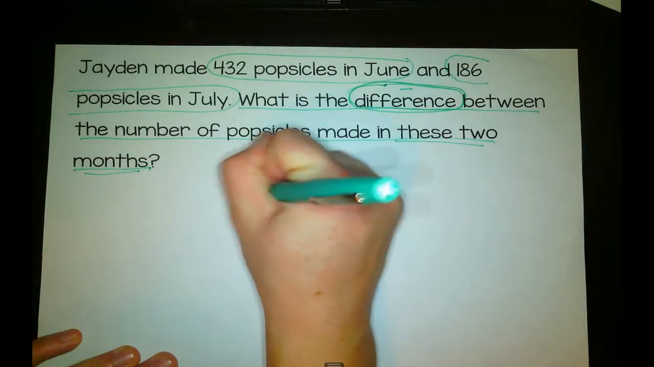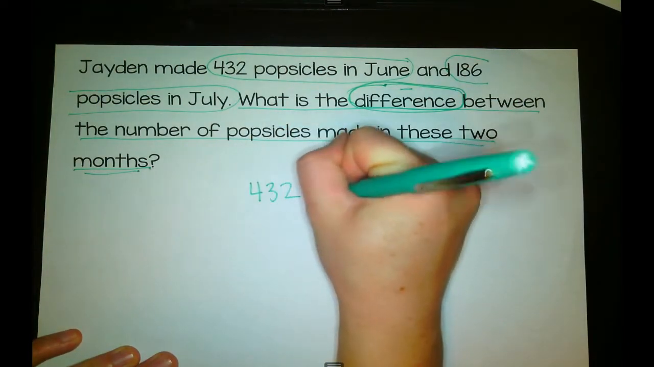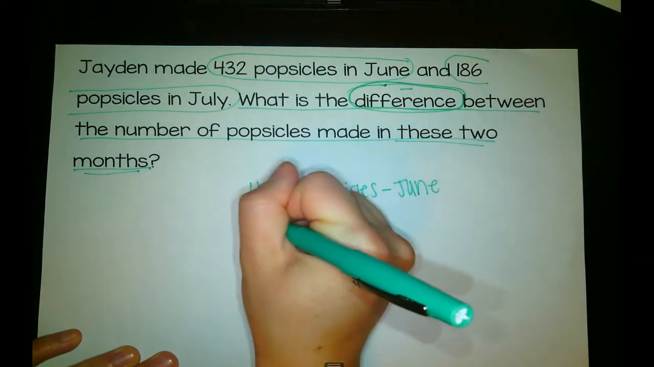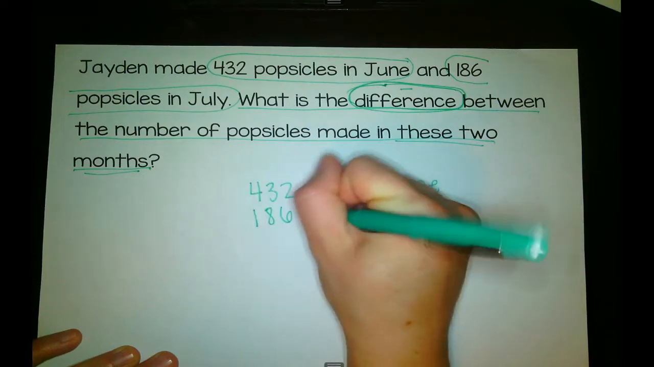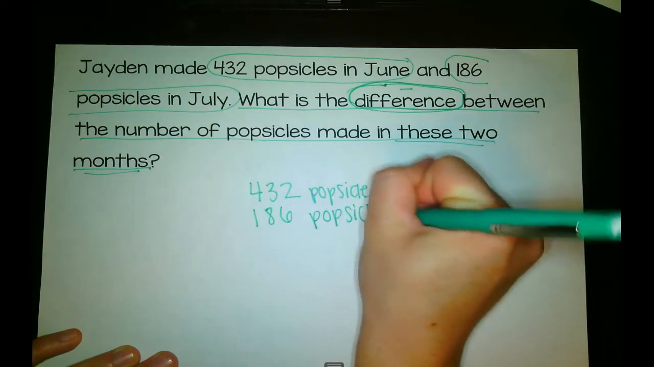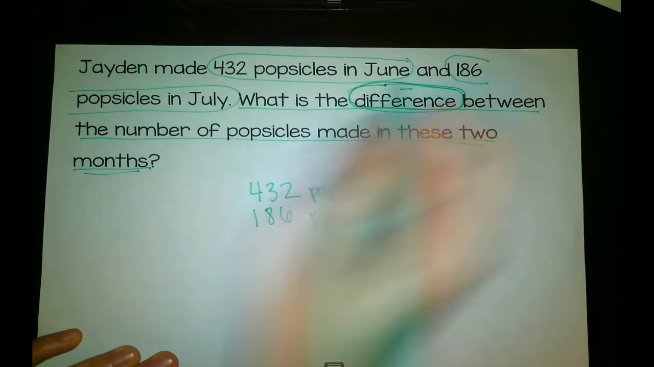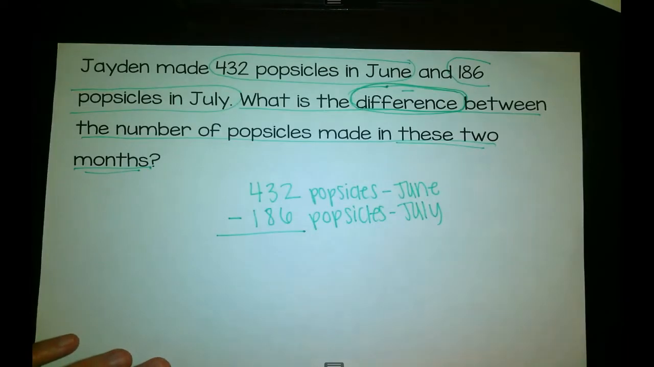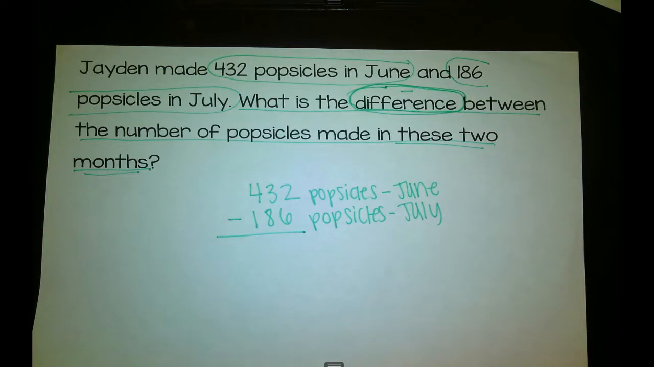So we know Jaden sold 432 popsicles in June and 186 popsicles in July. We want to know the difference, so we're going to subtract to see what the difference is between 432 and 186. Remember, when we're subtracting or finding the difference, our larger number always has to go on top. We always have to start with a larger amount, because if I had started with 186 on the top, there's no way I could take out 432 from 186.